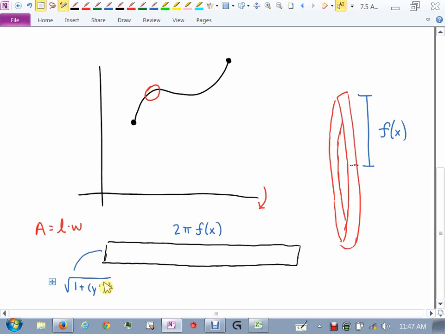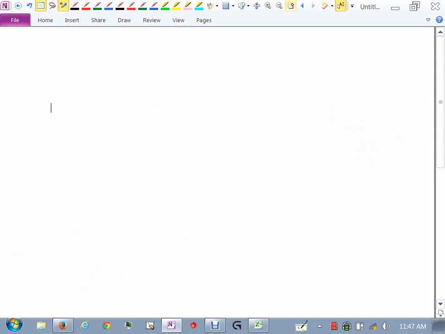And then if we want to add them all up, we pull in the integral, right? And we go from a to b, which in our case will be our limits on x. And that's where the formula comes from. So here's the actual formula, if you're just one of those formula people. I'm going to put SA for surface area equals the integral. I'm leaving a little space there.